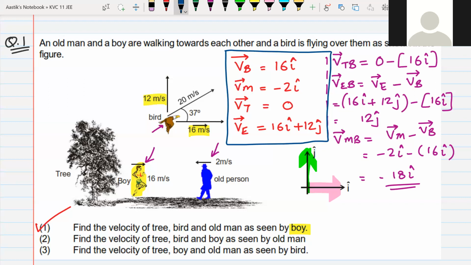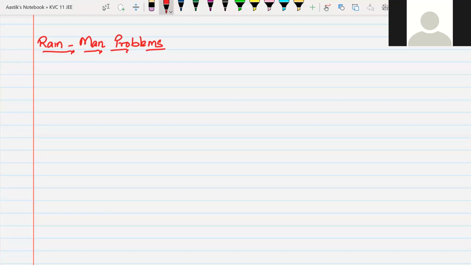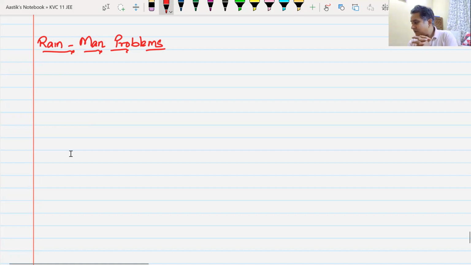So the next category, or the first category of the problem that we are going to encounter, are rain and man problems. What is this rain and man problem? Well, they are pretty simple. What you have normally is a man with an umbrella and he is walking and obviously it begins to rain. So then the problem begins. Two things are asked in this: at what angle he should hold his umbrella, first thing, and then what is the velocity of rain with respect to man.